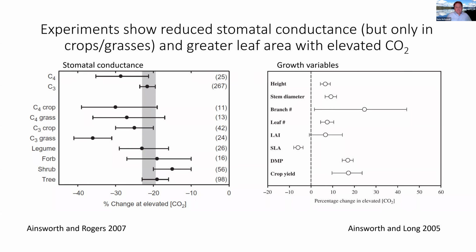Now, these changes in photosynthetic rates, which we alluded to earlier, as well as potential changes in stomatal conductance, result in some growth variables that respond to rising CO2, such as, importantly, I would say, leaf number and leaf area index, LAI. Because if we have increasing leaf area, we could actually have higher transpiration rates with rising CO2.